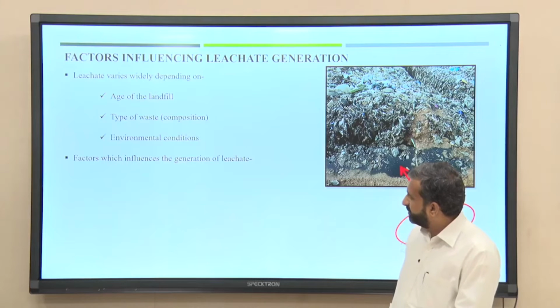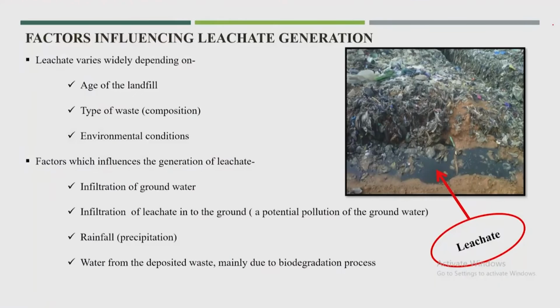And what are the factors which influence the generation of leachate? Infiltration of groundwater, infiltration of leachate into the ground as a potential pollution of the groundwater table, rainfall, and water from the deposited waste, mainly due to the biodegradation process. So, I think we can see that the major contributors to leachate production are, one, the rainfall, and second, the water mainly produced from the biodegradation process.